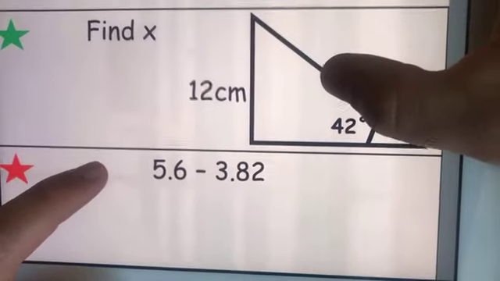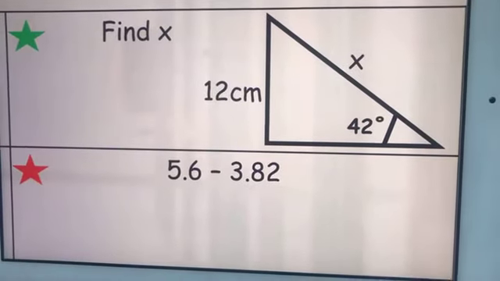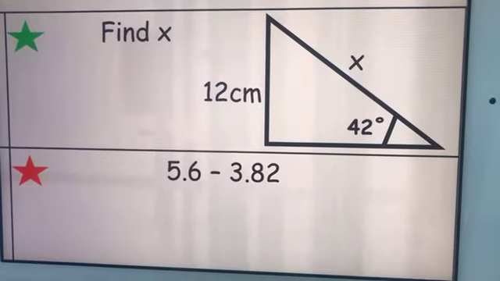Right, this one is a bit of trigonometry, okay? So if you haven't done trig before, you haven't been taught it, don't worry. It's quite an easy topic. People think it's really difficult, but it just takes a little bit of practice, okay?